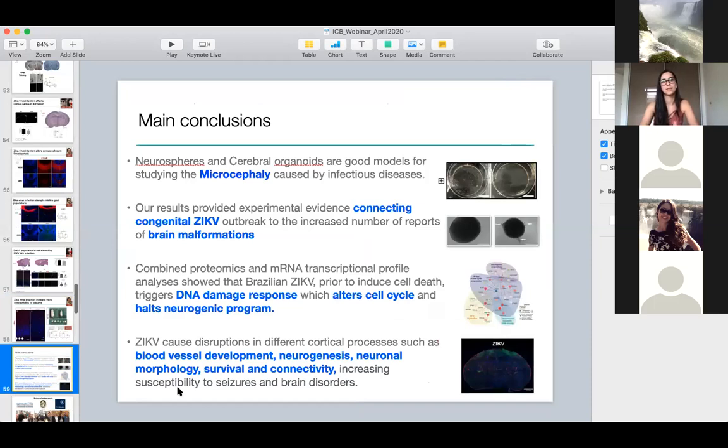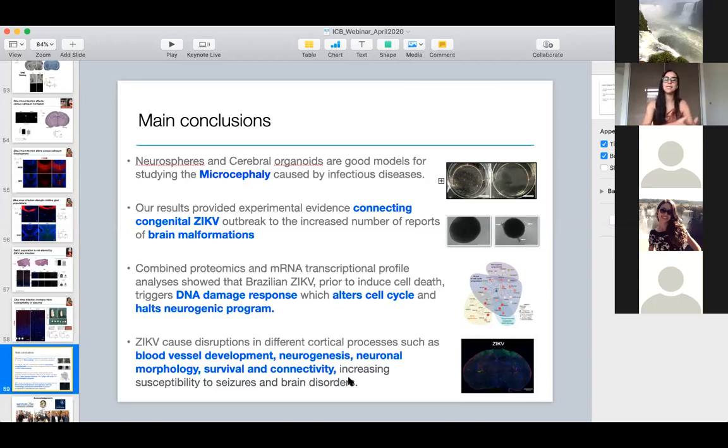So just to finalize, what we showed here and what we've been studying in terms of Zika virus pathogenesis is that, first of all, there are good models to study infectious disease in vitro. For instance, we found a good model to study microcephaly caused by an infection by a pathogen such as Zika virus. And this was very important to connect this correlation of Zika and microcephaly. As we showed, there was a causation. We also dug into the mechanism, and we found that there were abnormalities in the cell cycle of those cells after infection, and that was halting the neurogenic program.